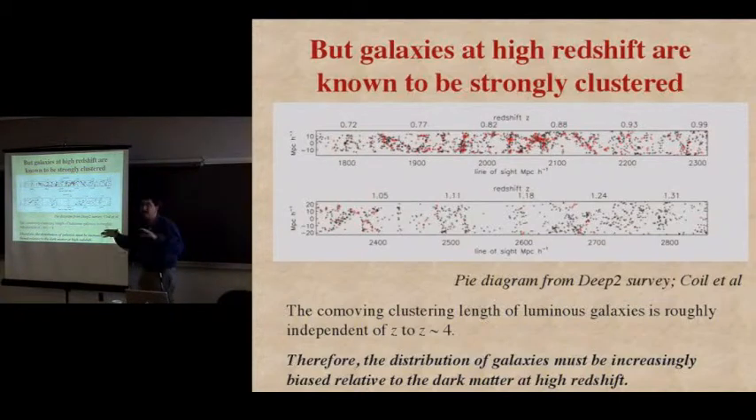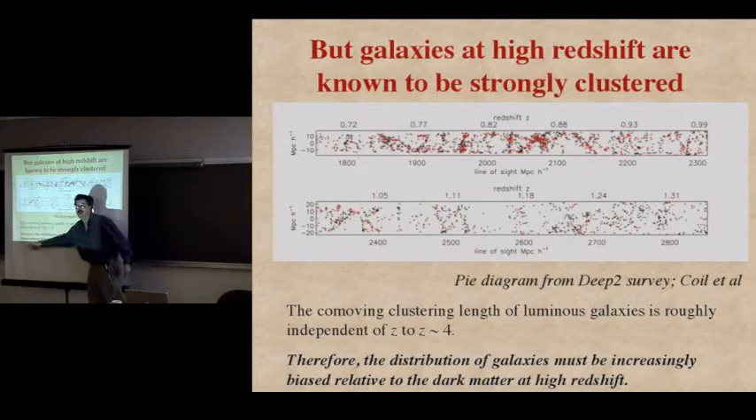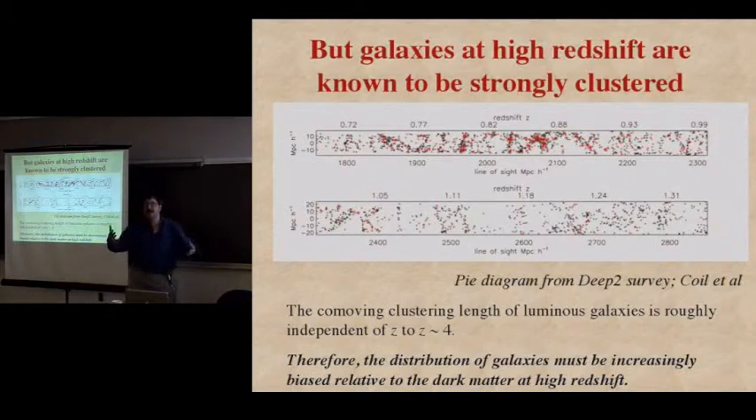If the galaxies are not showing any differences, this suggests that the distribution of galaxies is becoming increasingly biased relative to the dark matter at high redshift. And bias here is a technical piece of jargon, and it refers to the fact that the clustering of the galaxies and the clustering of the dark matter need not be the same. The galaxies are going to be more strongly clustered because they represent special places in the underlying dark matter density field. Okay, so we'll keep that in the back of our minds for galaxies.